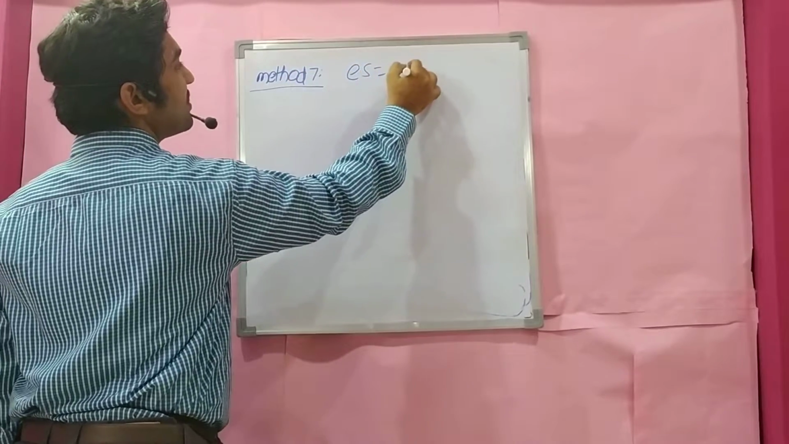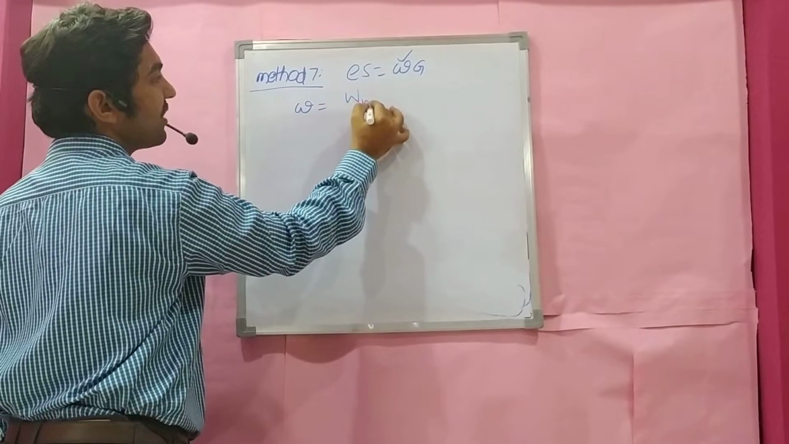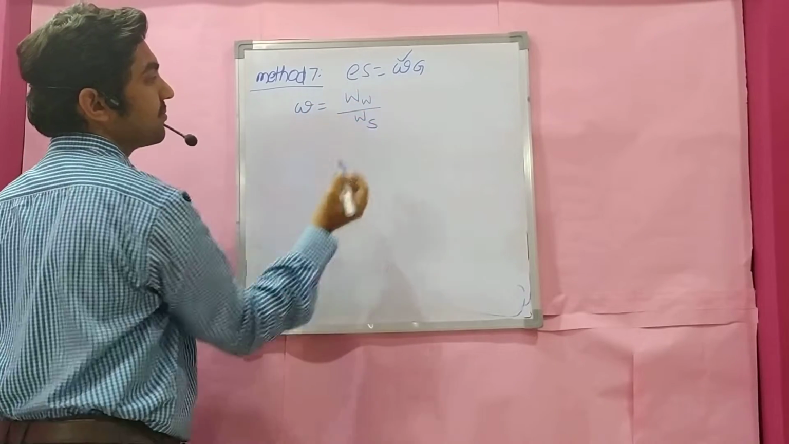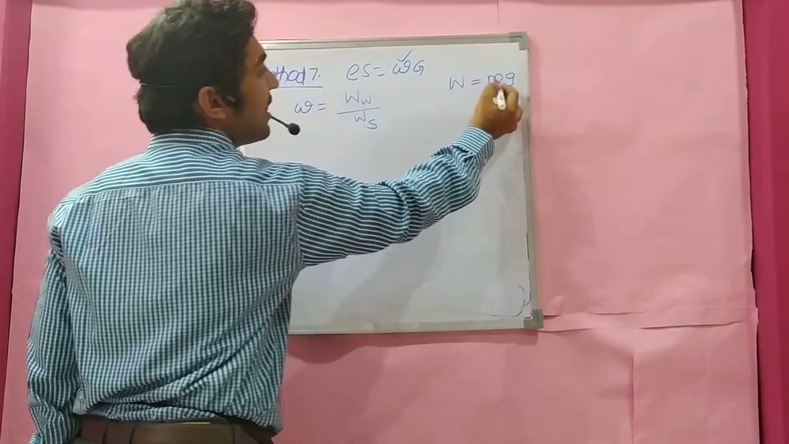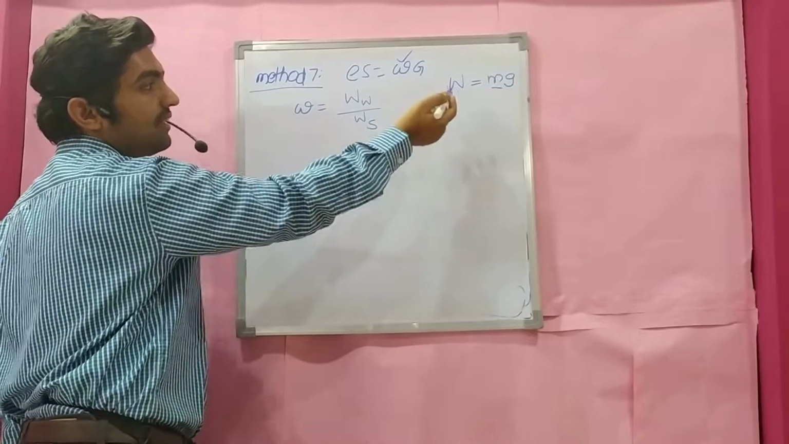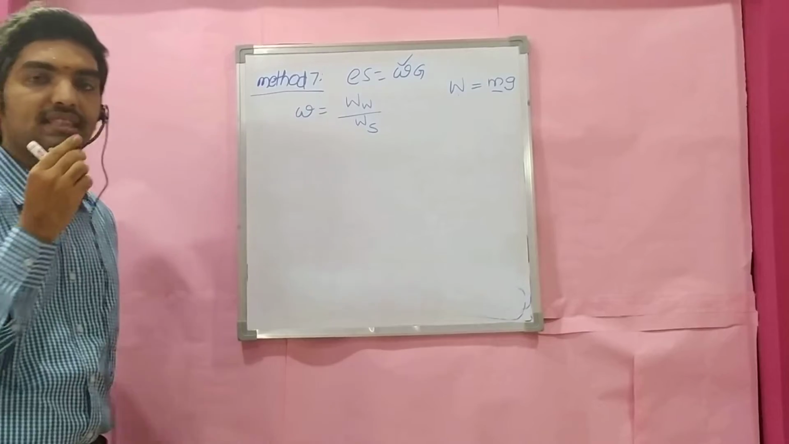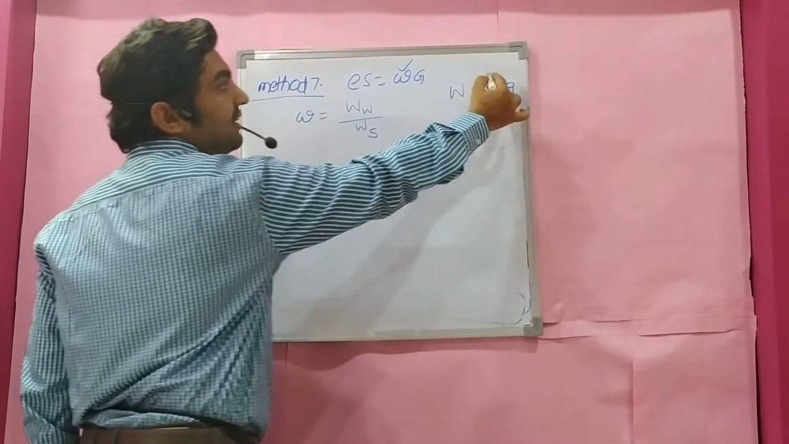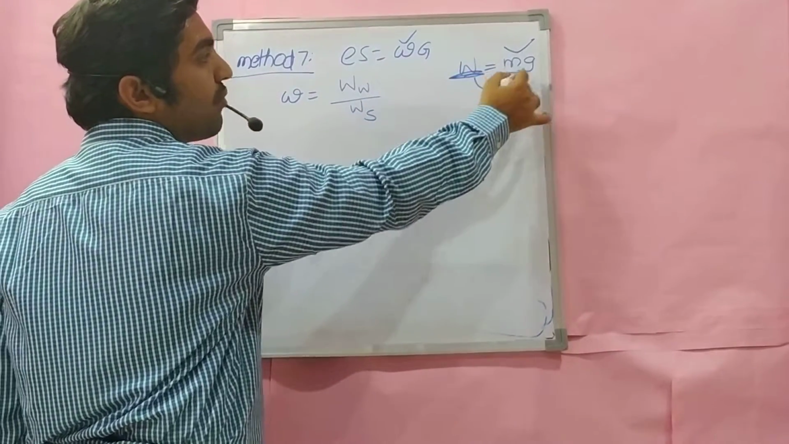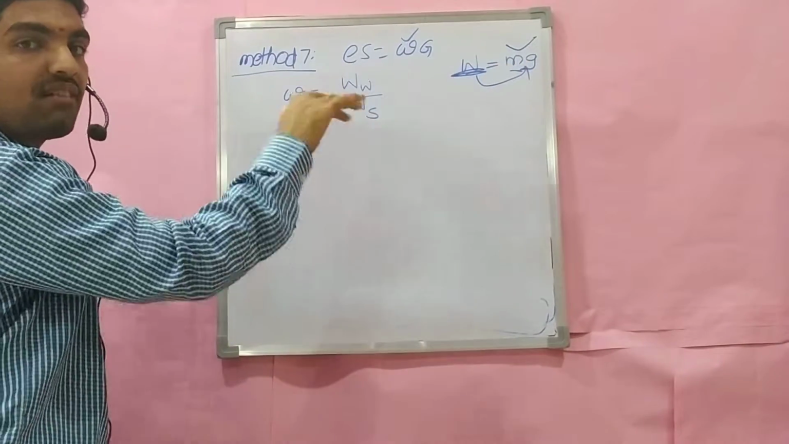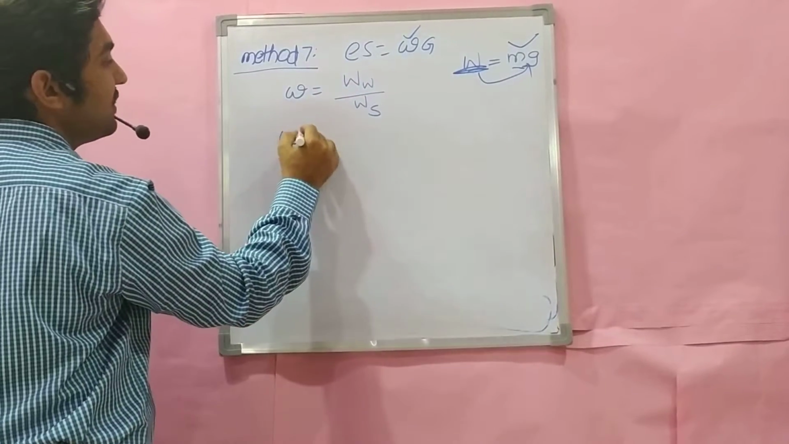Now another method, method number 7, for Se is equal to wG. Now take water content w. w is expressed as weight of water to weight of soil solids. w is equal to mg, mass into gravity. Here there is no effect of gravity, so mass and weight are the same. Generally, the difference between mass and weight is that mass is the amount of matter contained in a body, and weight is due to gravity. The effect of gravity comes into the picture in the case of weight. But here there is no effect of gravity, so both are equal.